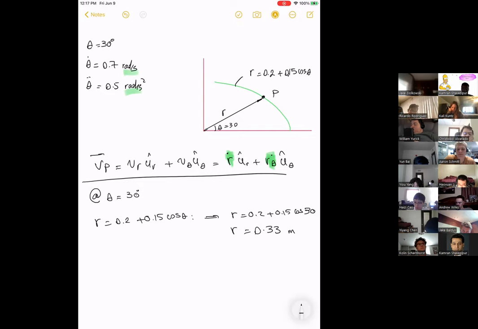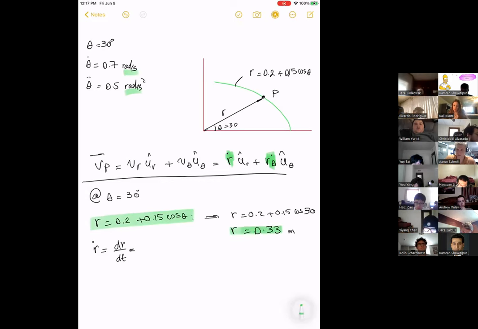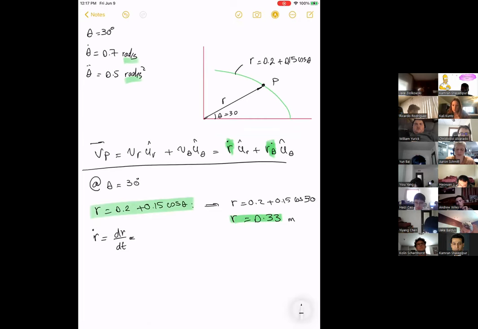Now, how about r dot? Because I also need to find r dot. How do I find r dot? Because I have to take the derivative of r with respect to t, right? But r is given as a function of theta. How do we do this? You guys remember? Just put the equation of r in it, put the derivative of it, and then substitute the 30 degrees in it.